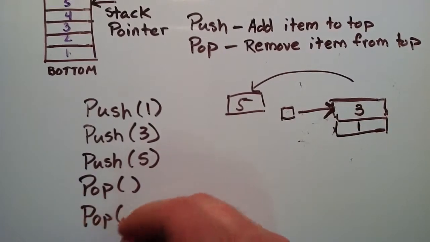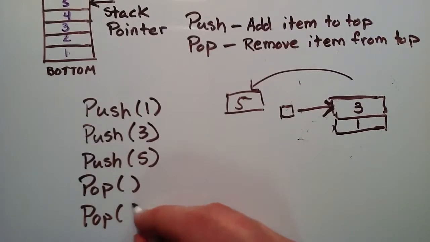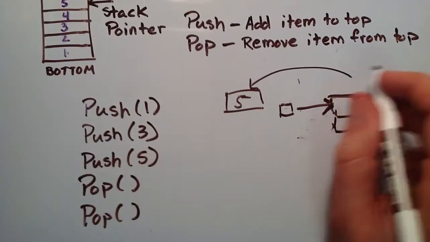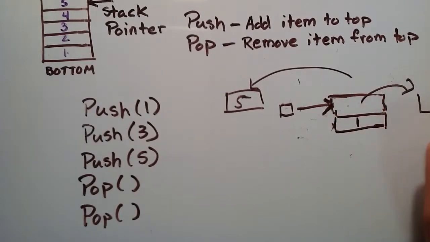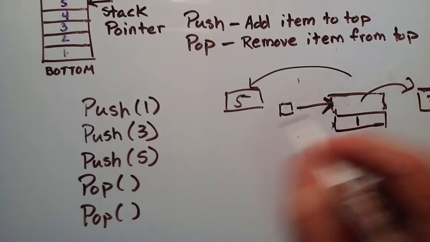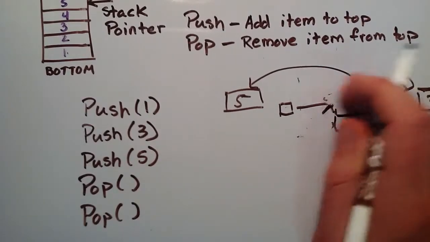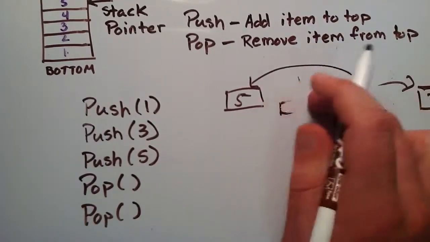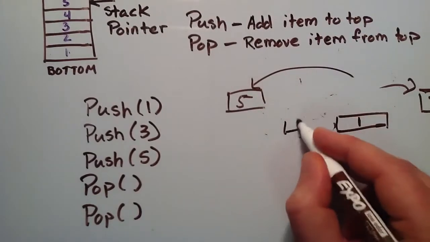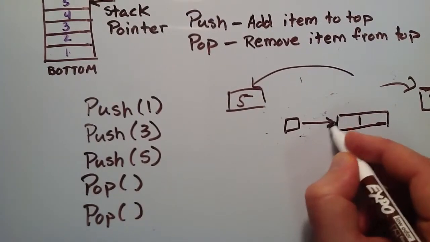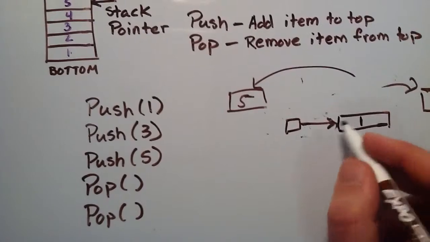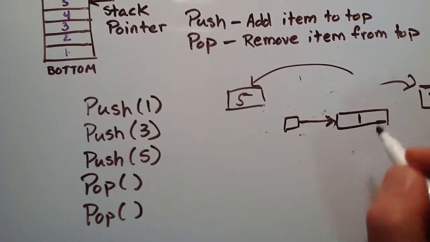One more pop would remove 3 and send it to some part of our program depending on how we wrote our pop function. It would put 3 in a certain location, and then we would move our stack pointer back down to the location below the top, and now this is the new top.